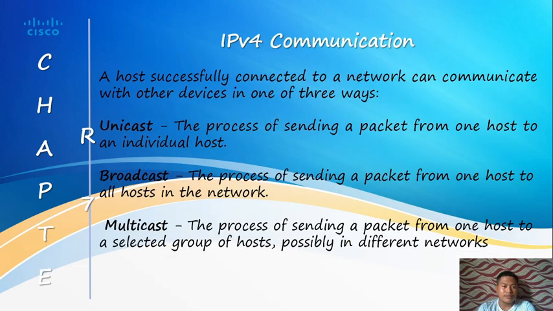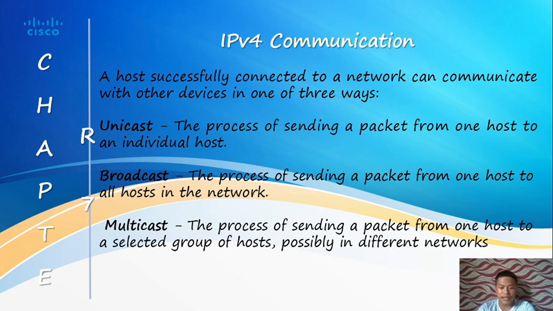IPv4 communication. A host successfully connected to a network can communicate with other devices in one of three ways: unicast, broadcast, and multicast. Unicast is the process of sending a packet from one host to an individual host. Second is broadcast. Broadcast is the process of sending a packet from one host to all hosts in the network.